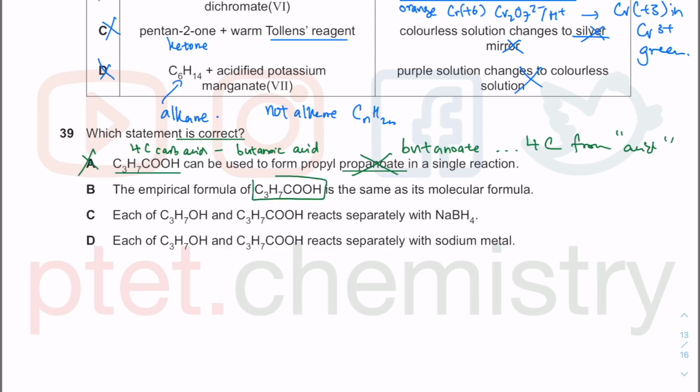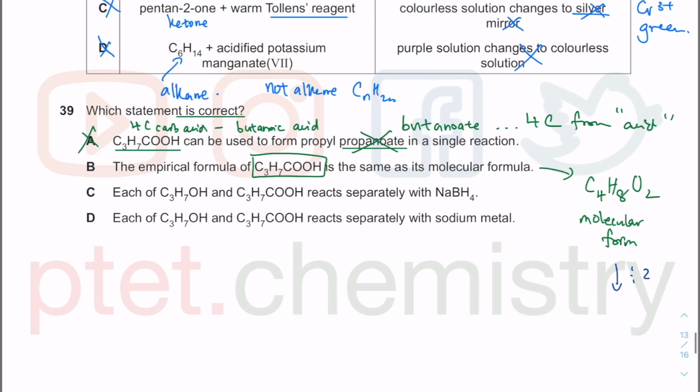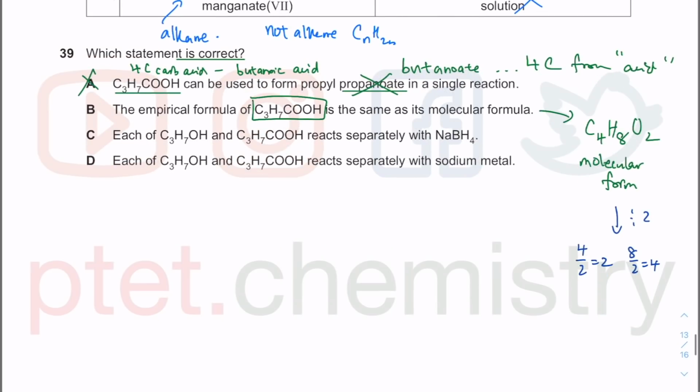Empirical formula. Well, first of all, get the molecular formula. C4, 4 carbon. 7 plus 1 is 8 hydrogen. So C4H8O2. If this is the molecular formula, this is the actual number of atoms in one single molecule. I can see the simplest ratio, divide by 2 throughout. So 4 divided by 2 is 2. 8 divided by 2 is 4. 2 divided by 2 is 1. So what are you going to get? You're going to get C2H4O1.